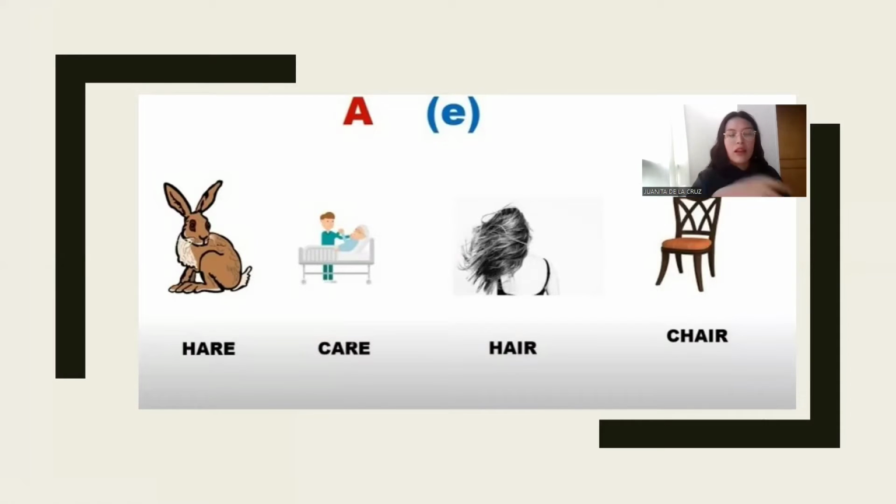So, for example, hair is not pronounced "hard", it's pronounced hair, care, hair, chair.